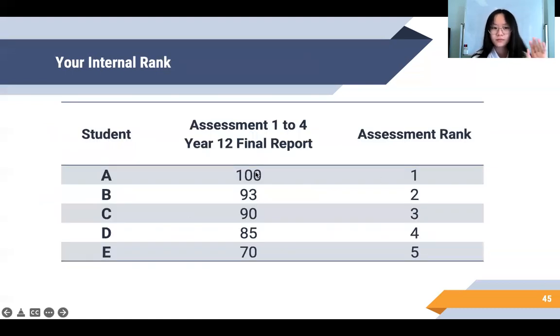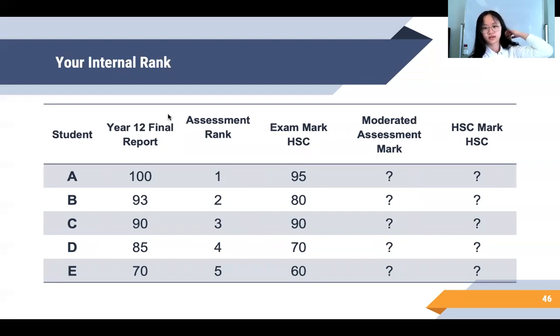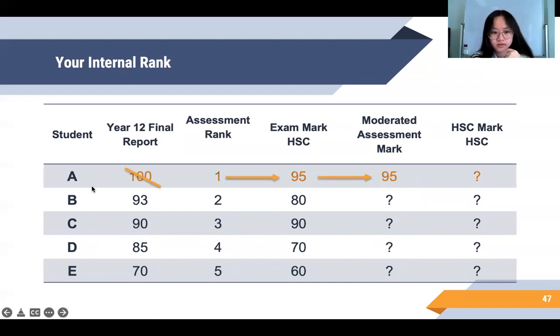Okay, so this is how your internal rank works. Assessment 1 to 4 in year 12 final report, you get a mark, a ranking, according to how you performed relative to other students. So student A got 100%, they ranked first. Student E, 70%, they ranked last in this group of 5 students. Okay, so just looking at the first one, student A, mentioned before, they got 100%. They ranked internally first, and when they did their HSC exam, their external exam, they got 95. Their moderated assessment mark is 95 because they ranked first.